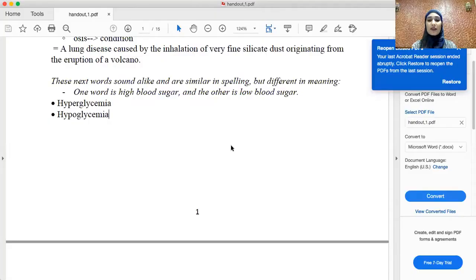These two words may seem very similar in spelling, but they have very different meanings. They have actually opposite meanings. Hyperglycemia and hypoglycemia. Hyperglycemia means high blood sugar, and hypoglycemia means low blood sugar. So we have the difference between hyper and hypo, high and low.